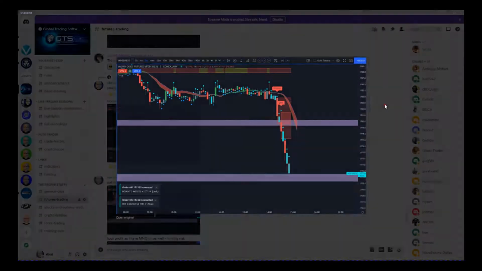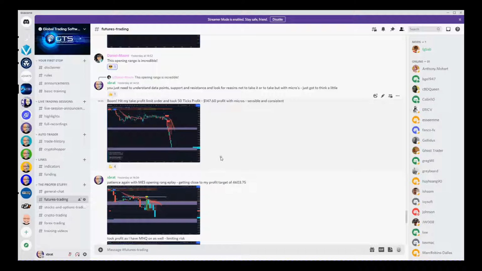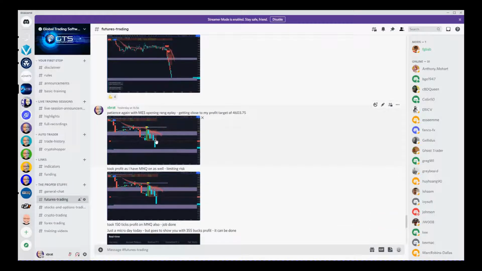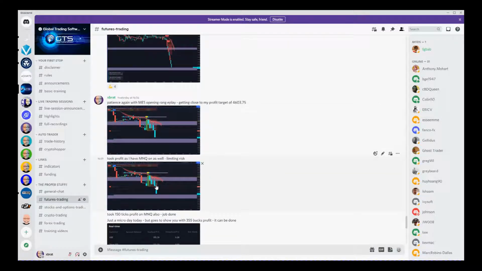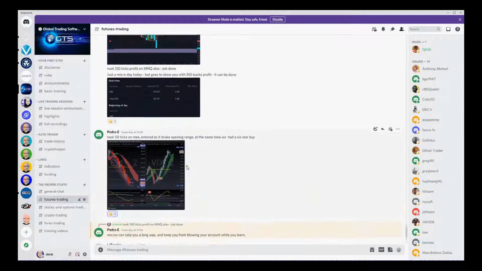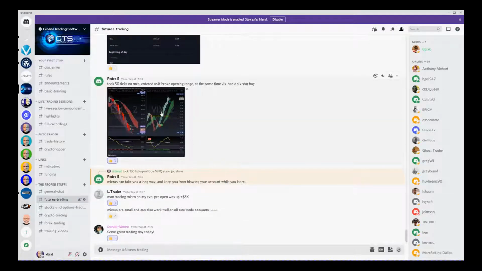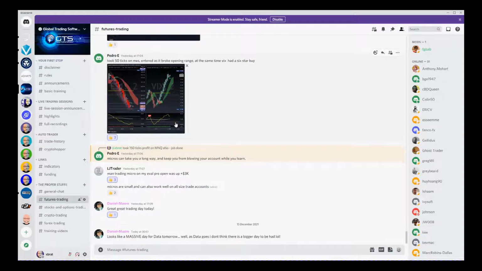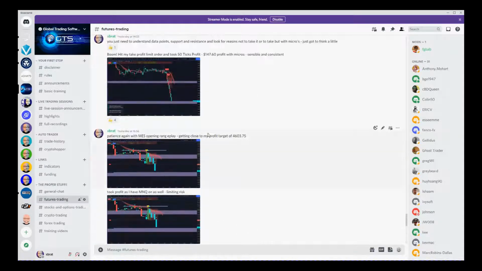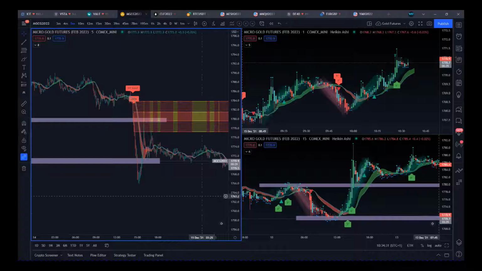I'm going to go through the setup right now. We traded the opening range for MES and MNQ as well, so great looking trades there. We've got lots of people in our Discord group looking at different types of trades using all of our different indicators. Great day yesterday, and I want to go through in particular this opening range trade because I want to go through a few points.